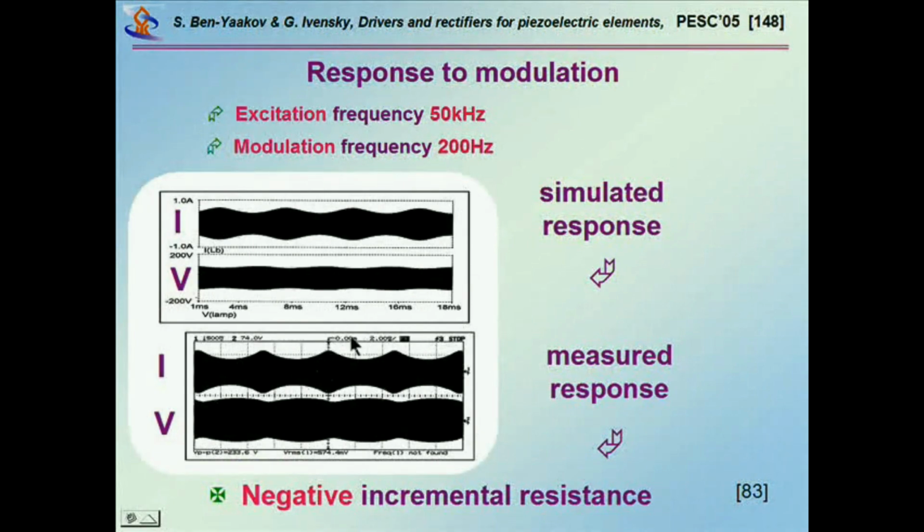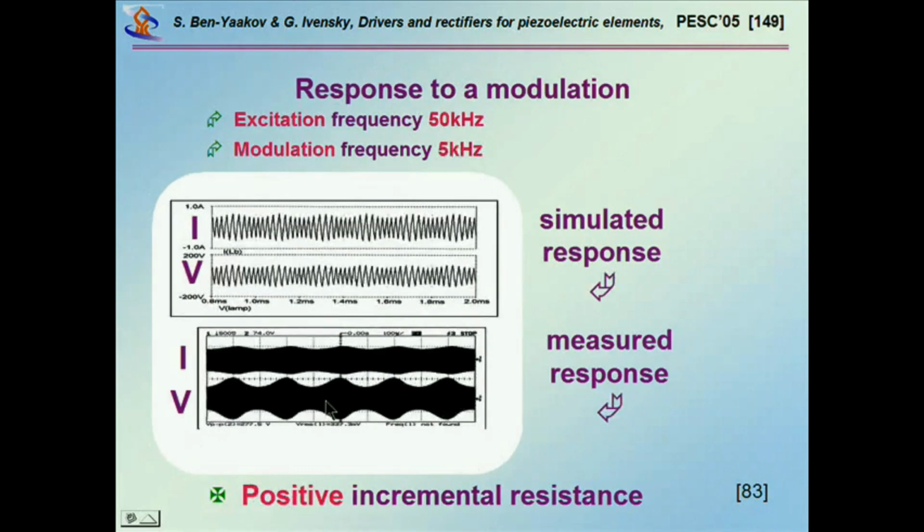So here we see this effect. If you change the current, do a modulation on it, and if the frequency is small, you see that the voltage responds in the opposite way. For a decrease in current, the voltage goes up. For an increase in current, the voltage goes down. This is because of the negative resistance of the lamp, the incremental resistance.